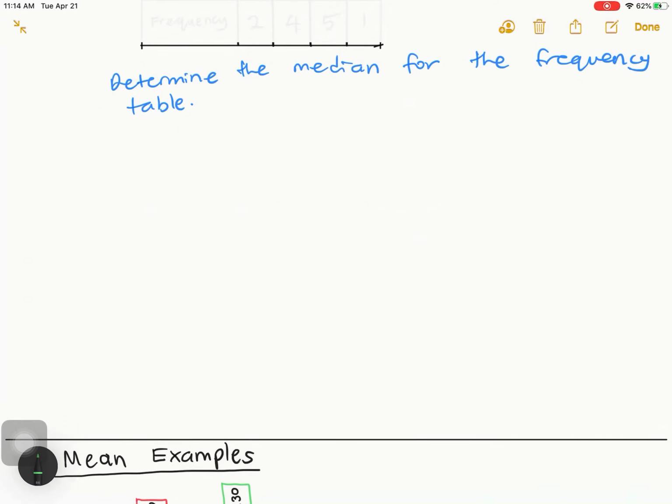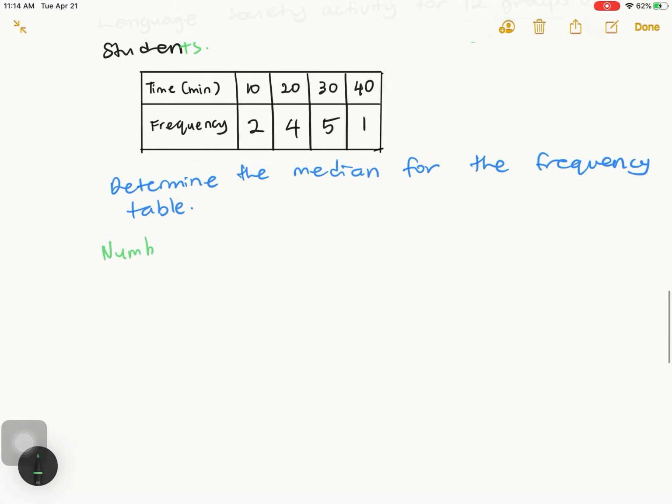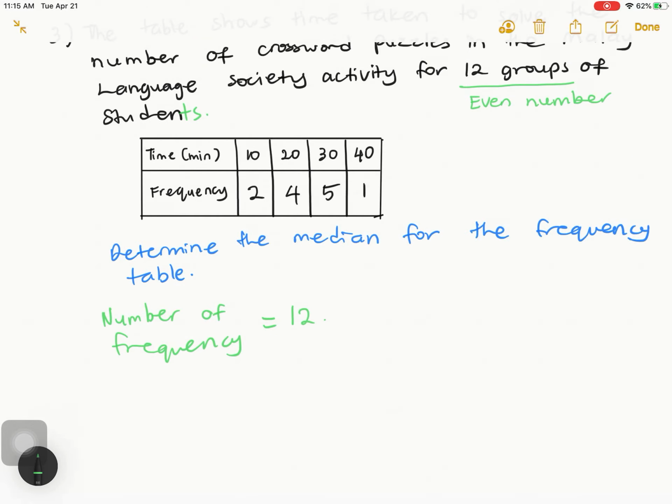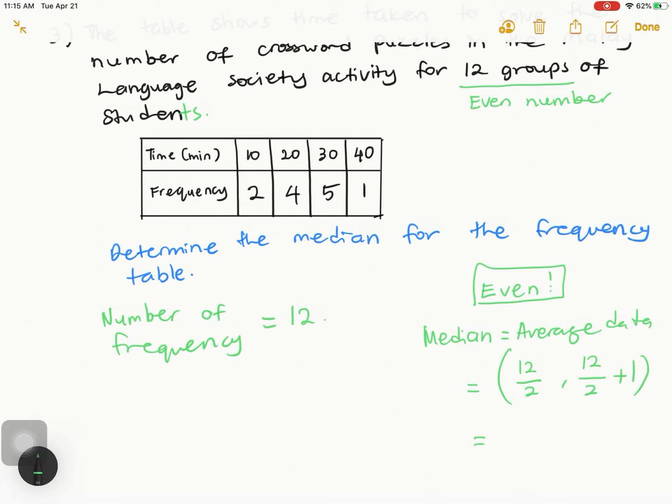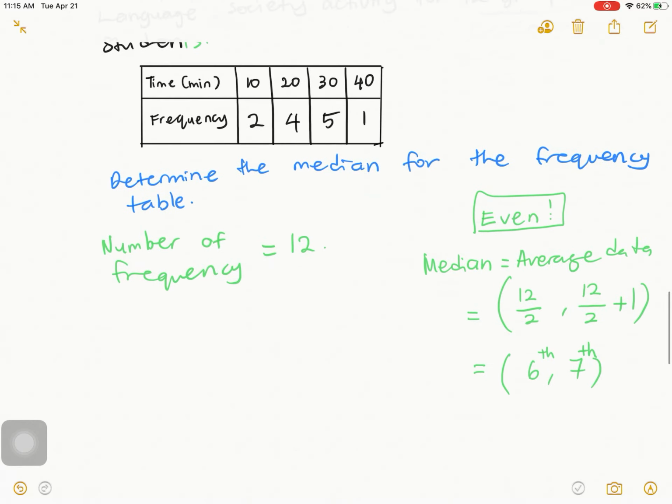So first thing first, what to do is that you have to write the number of frequency. So the number of frequency just now is 12. So this means that it is even, right? So the median is situated at the average of the data at 12 divided by 2 and one more, which is 12 divided by 2 plus 1. So this is the position. 12 divided by 2 is 6, and 12 divided by 2 plus 1 is 7. So the median is situated between position 6 and position 7.